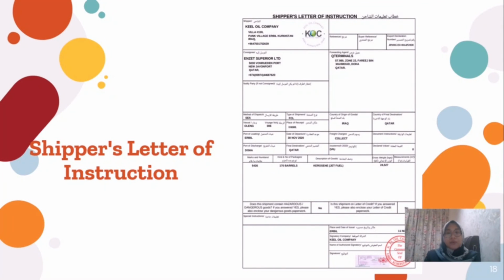Next, our exporter also prepared the shipper's letter of instruction, which is a document prepared by the shipper if the shipping company requires a specific instruction on how the goods or product are being transported. Since we are transporting oil, there are specific letters of instruction that need to be given to our courier so that the product can be exported and imported safely.